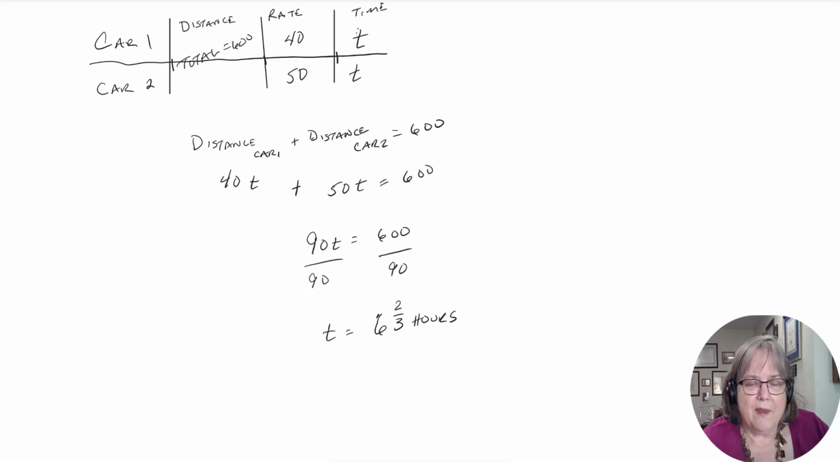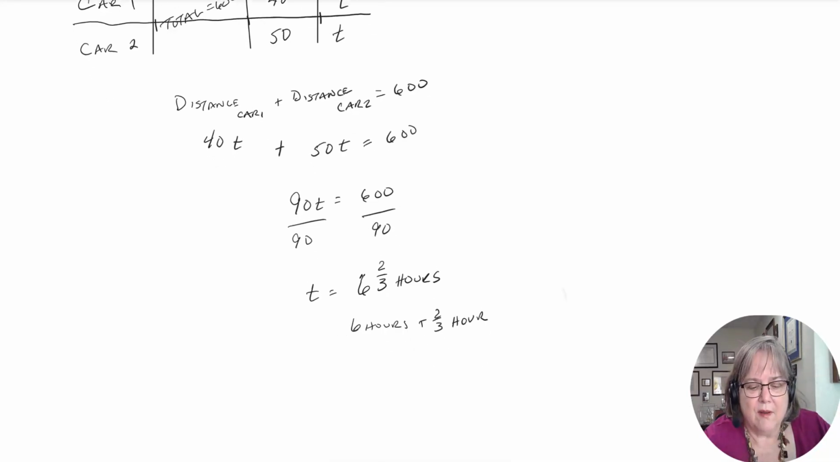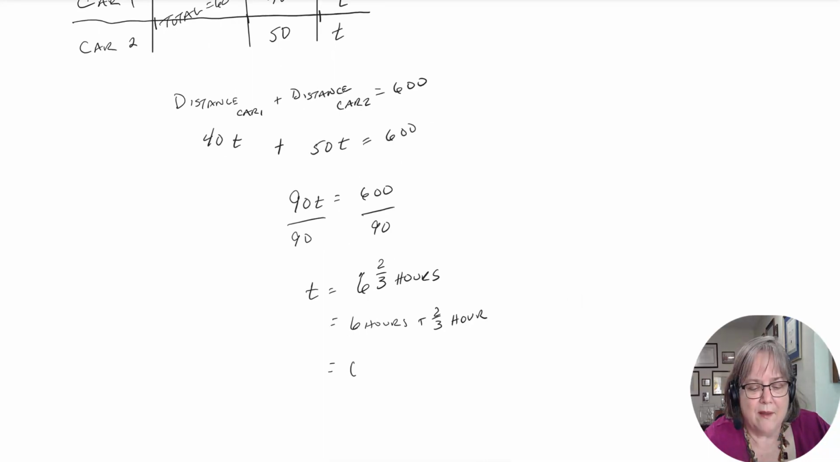Now, this is fine, 6 and 2/3 hours. But if they want to know how many hours and minutes, this is not 6 hours and 2/3 of a minute. Okay? This is 6 hours and 2/3 of another hour. I want you to be clear about that because sometimes they ask you.